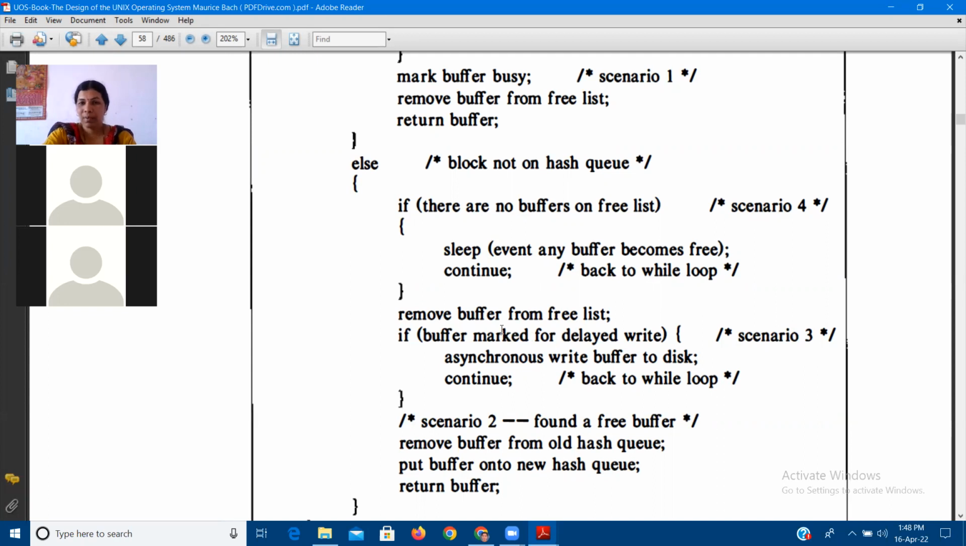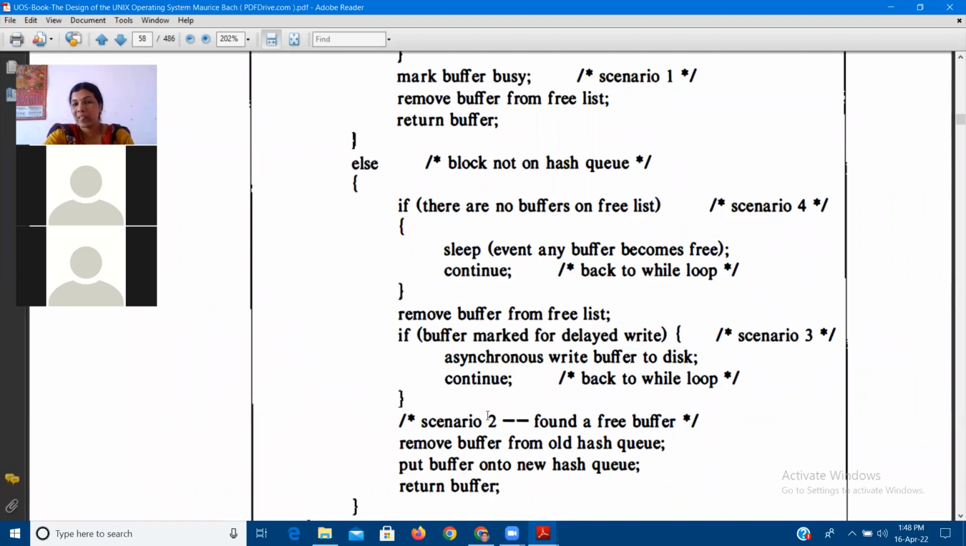सो इफ बफर मार्क्ड फॉर डिलेड राईट, so it starts asynchronous write of the buffer to disk. It starts writing of that buffer to the disk. Continue. Otherwise, ह्या लूपला कधी जाणार नाही जर त्याचं स्टेटस डिलेड राईट मार्क केलं नसेल तर. So in that case, as it has removed the buffer from the free list, so this is nothing but the second scenario.